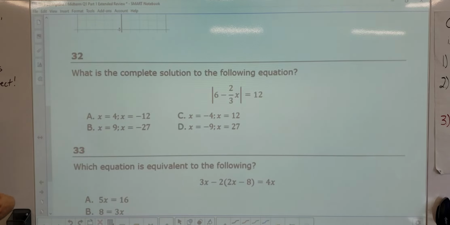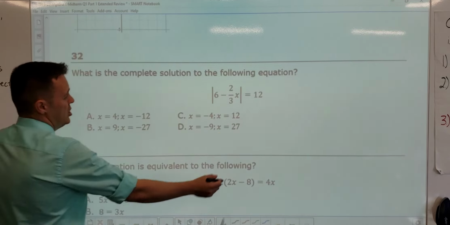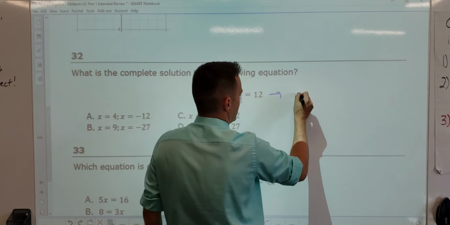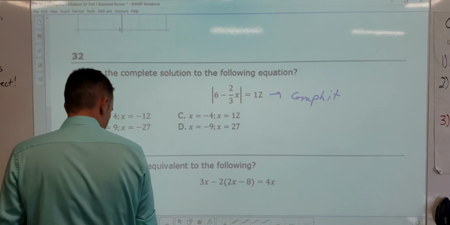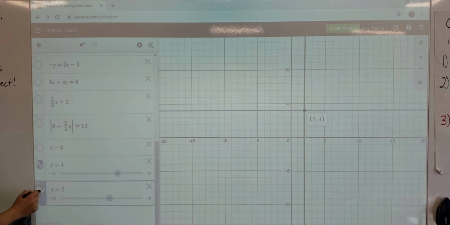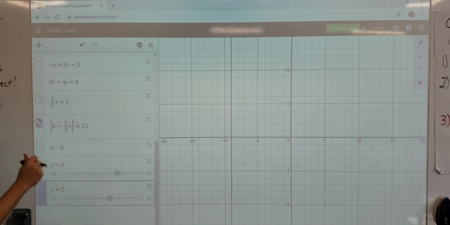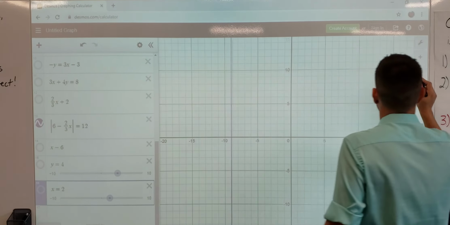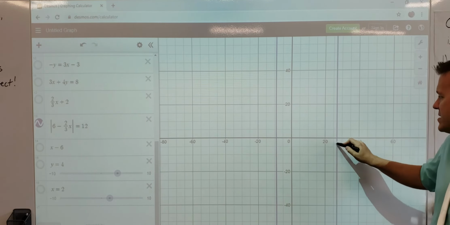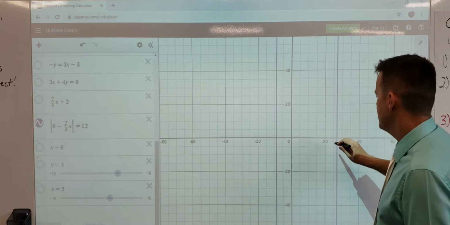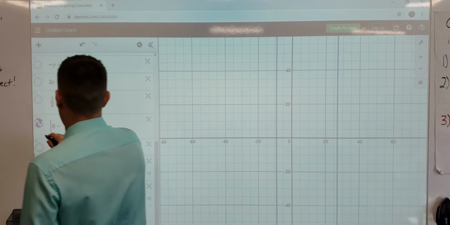32, what is the complete solution of the following equation? You would just graph it. Okay, when you graph it, ladies and gentlemen, down here is my equation right here. Now I gotta zoom out on this. I would want you to graph it in Desmos. And when you graph it in Desmos, you should be able to click the line. It's not letting me click it.